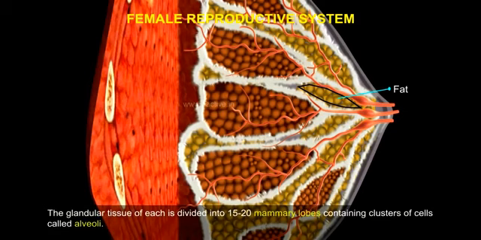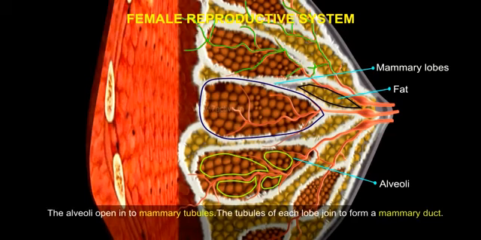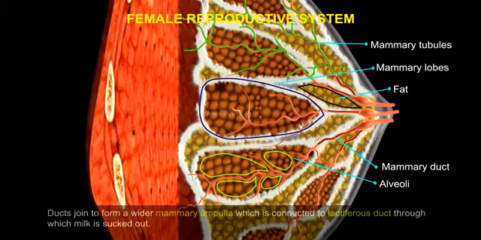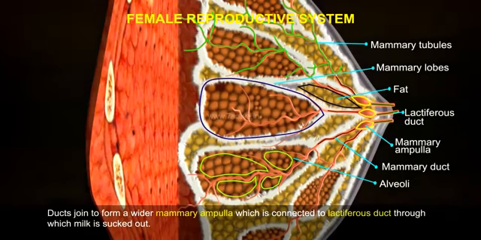The glandular tissue of each is divided into 15 to 20 mammary lobes containing clusters of cells called alveoli. The alveoli open into mammary tubules. The tubules of each lobe join to form a mammary duct. Ducts join to form a wider mammary ampulla, which is connected to lactiferous duct through which milk is sucked out.